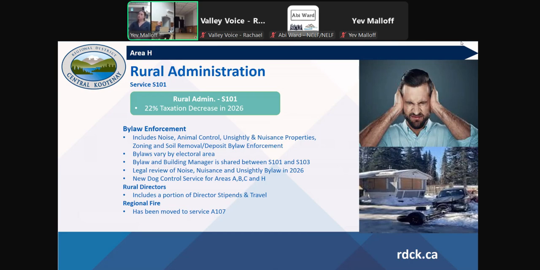Rural directors' costs are also included in the service. And the other major change to this service this year is that regional fire overhead, which looks after the 17 different regional district fire halls, has been moved to its own allocation service, A107. So there's more transparency there, and those costs could be shown on their own and not combined with bylaw.